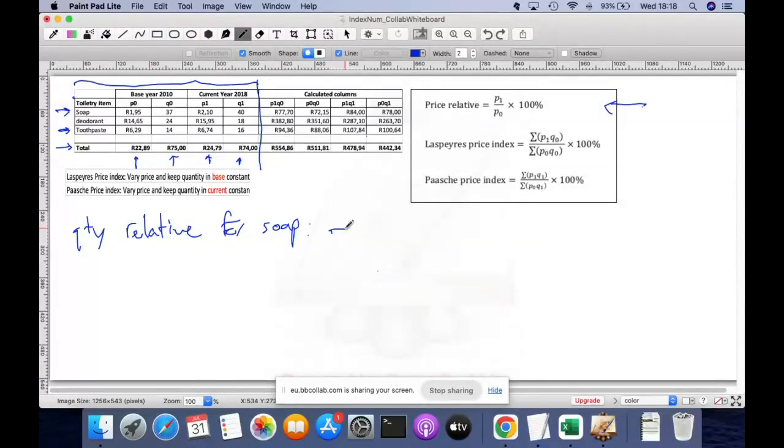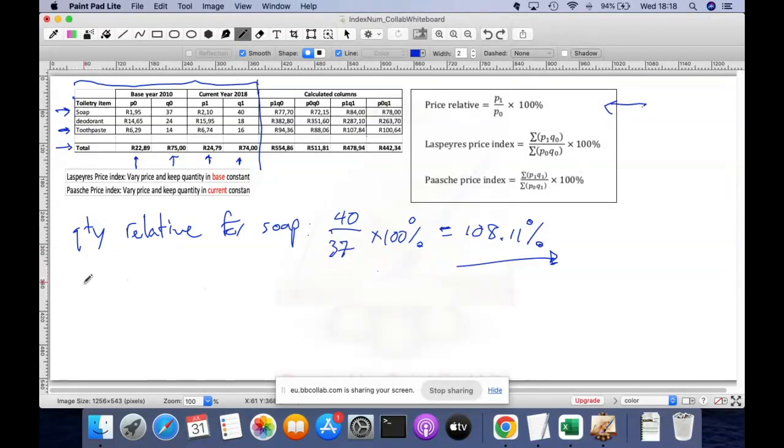Like I said before, the base period is in the denominator. So what is the quantity in the base period? The soap is 37. So we're going to write 37 here. And then the quantity for soap in the current period is 40. 40 times 100%. And if you work this out, you'll get a value of, I believe, 108.11%. And you need to interpret it now.